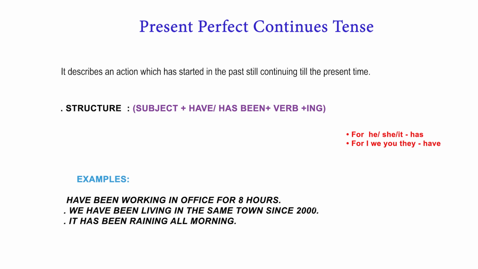Some reminders. For he, she, it, we can use has. But for I, we, you, they, we can use have.